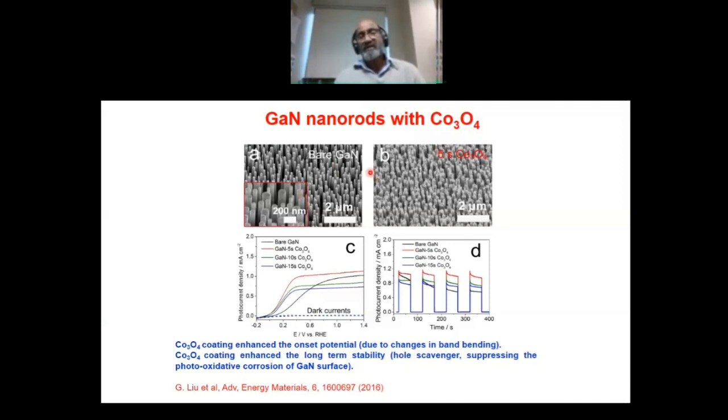So what we found is that if we deposit some cobalt oxide on top, it acts as a co-catalyst and also a hole scavenger. In the process, we were able to demonstrate a stable performance from these nano electrodes for future generation of hydrogen, for example.